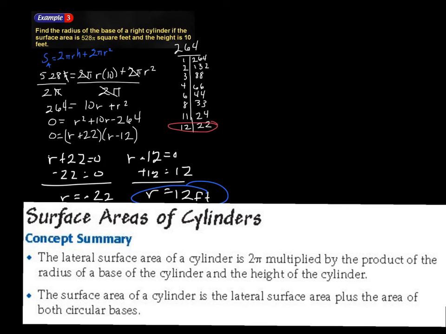The lateral surface area of a cylinder is 2 pi multiplied by the product of the radius of the base of the cylinder and the height of the cylinder. Surface area of a cylinder is lateral surface area plus the area of both the bases.